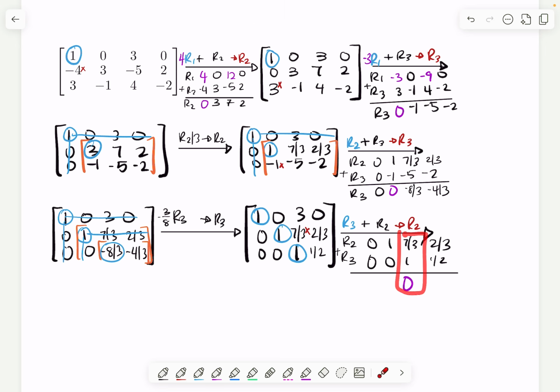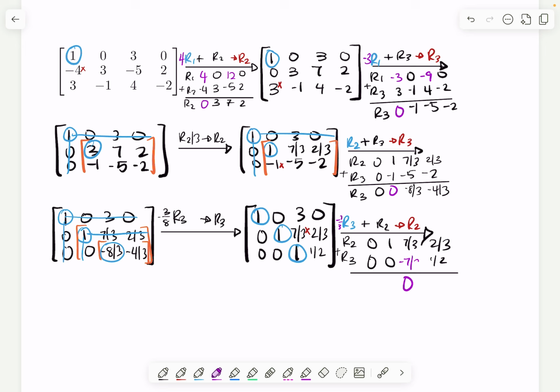Then I focus on this column. I ask myself, what can I do so that this plus this gives me 0? Well, this would have to be a negative 7/3. How do I get this one to be a negative 7/3? I would just multiply by that. But whatever I do to one entry, I have to do to the rest of the entries in that same row. Take the entire row 3 and multiply by negative 7/3.